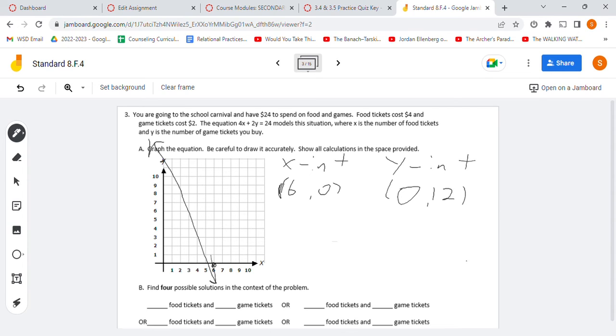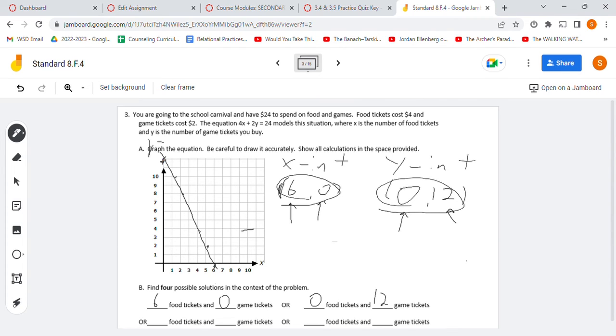Now, we are tasked with finding 4 possible solutions in the context of the problem. We actually have already gotten 2 right here, (6, 0) and (0, 12). That means that we can buy either 6 food tickets if we have 0 game tickets, so that would be one possible use of our money. Or a second possible use is 0 food tickets and 12 game tickets. There are other possible combinations of food tickets and game tickets, and if we make our graph really nice, that should help us find them.